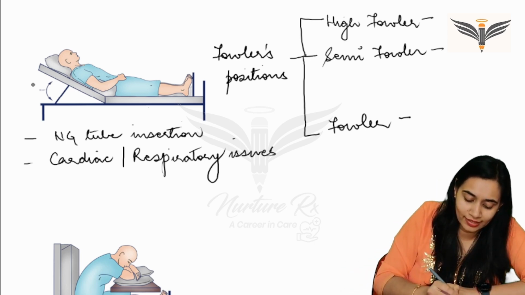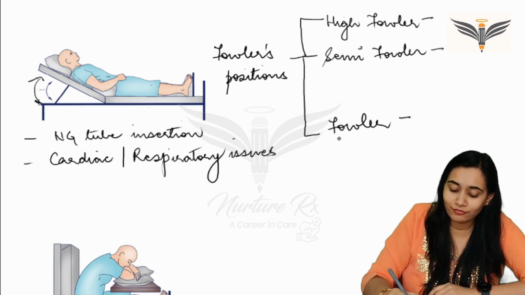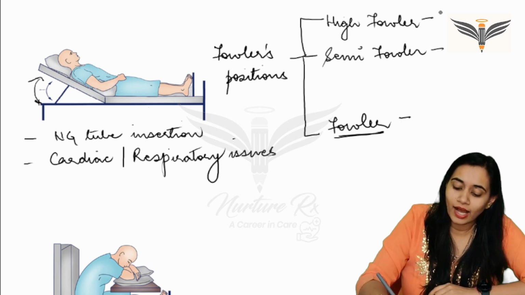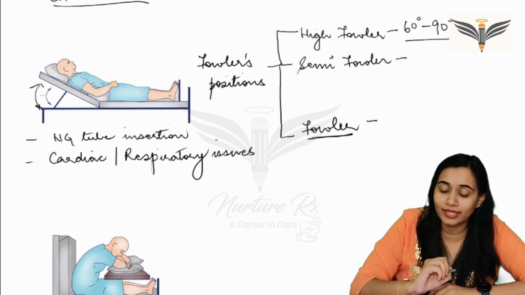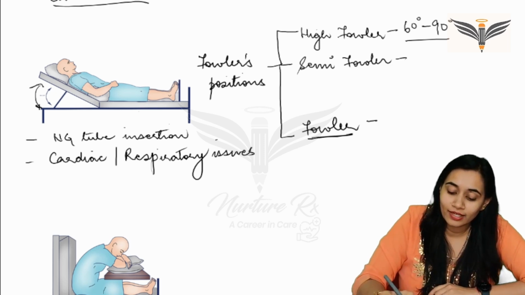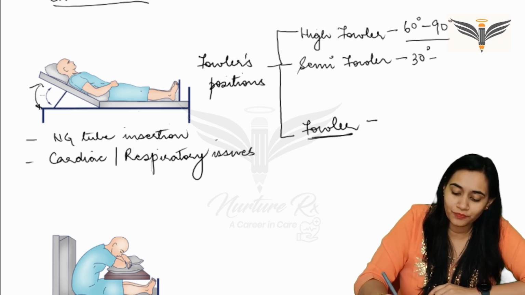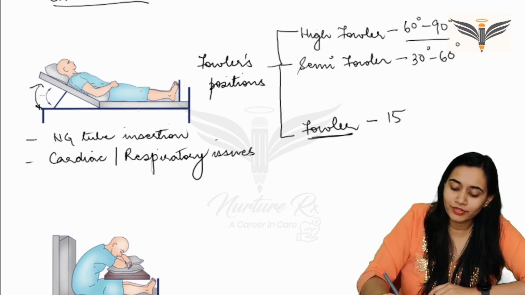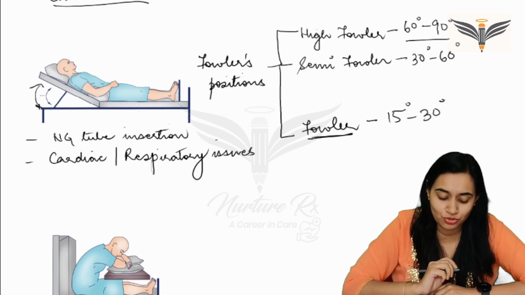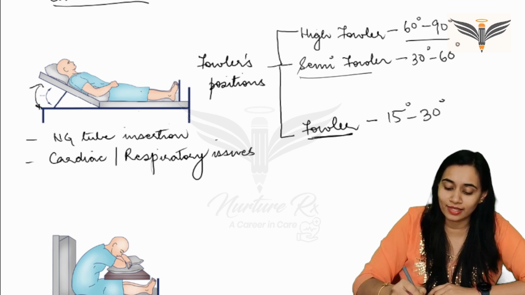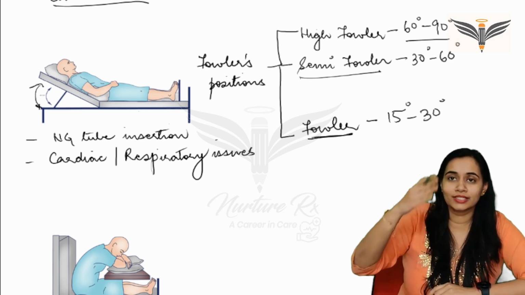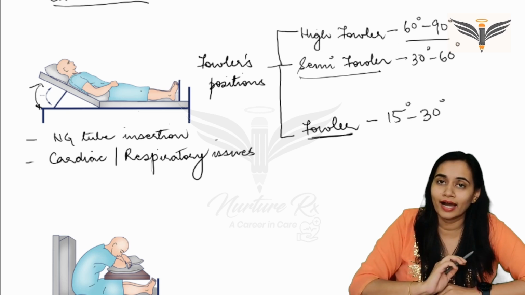Can you see the angle here? Right now this patient is in Fowler position. Okay. How do you know? When the angle is 60 degrees to 90 degrees, it is high Fowler. For semi-Fowler, it is 30 to 60 degrees. And for 15 to 30 degrees, it is your usual Fowler's, right? So this is your Fowler's position. If it is slightly highly raised, it is semi-Fowler's. And if the patient is lying at right angles, then it is your high Fowler.